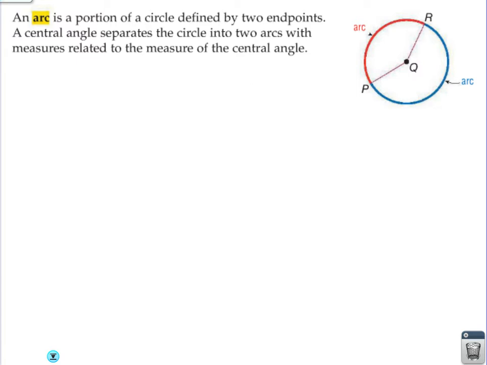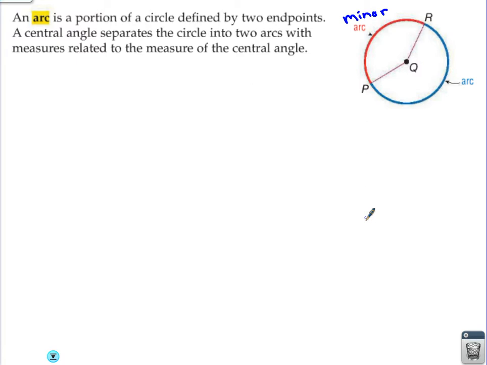A central angle separates a circle into two arcs. Y'all see that? Related to the measure of the central angle. Let's talk about these two arcs. The red arc is what's called a minor arc. The reason it's a minor arc, and we'll get into this word, well, you already know it, so I can throw it out there.